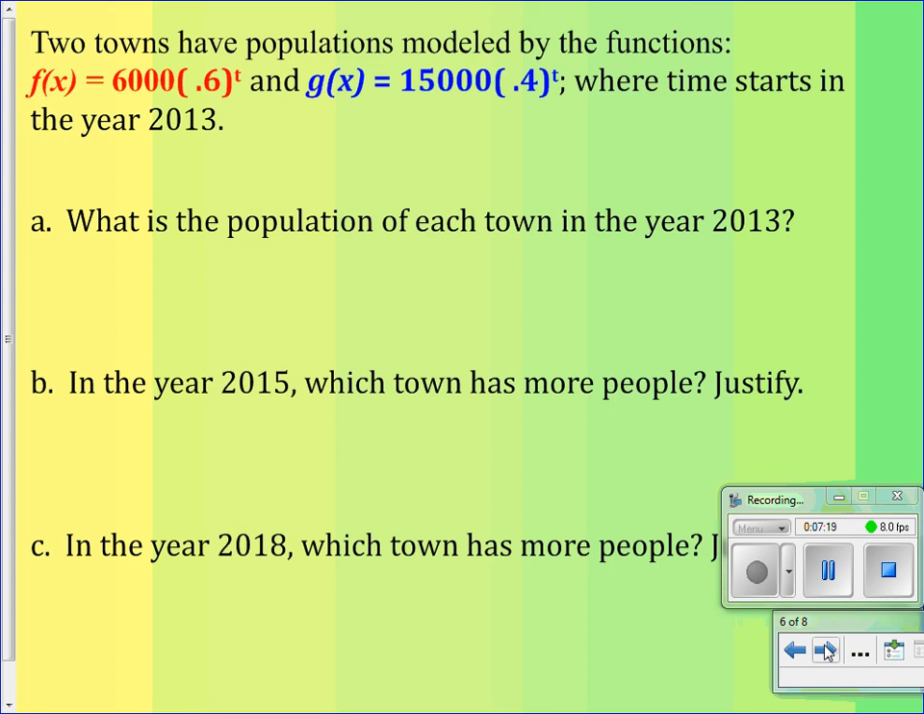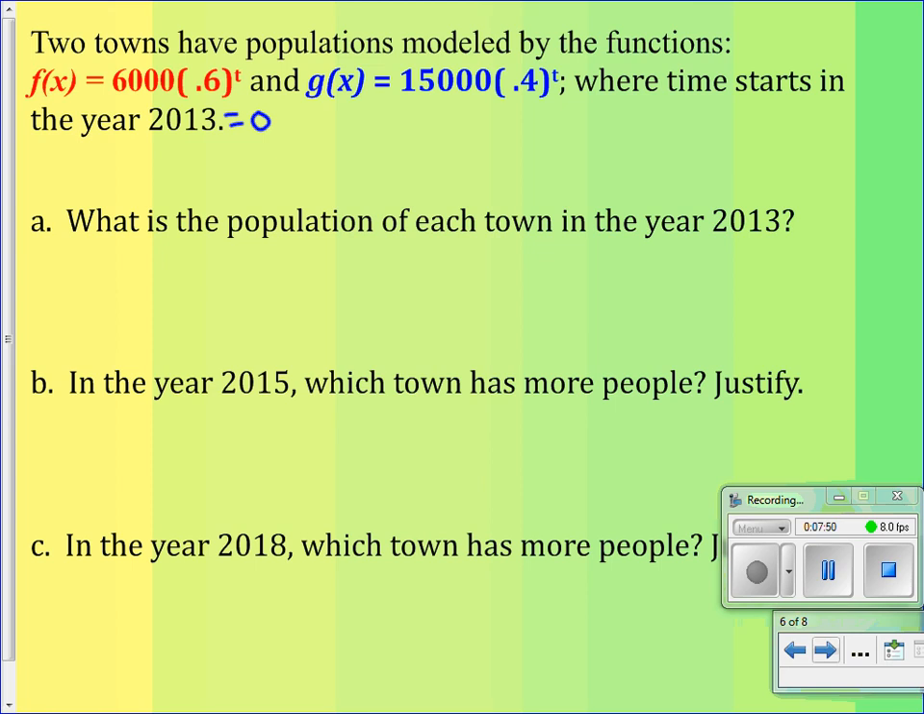Example 3. Two towns have populations modeled by the functions f of x equals 6,000 times 0.6 to the t, and g of x equals 15,000 times 0.4 to the t, where time starts in the year 2013. 2013 is our 0 year, so we need to be careful whenever we start doing our future populations.